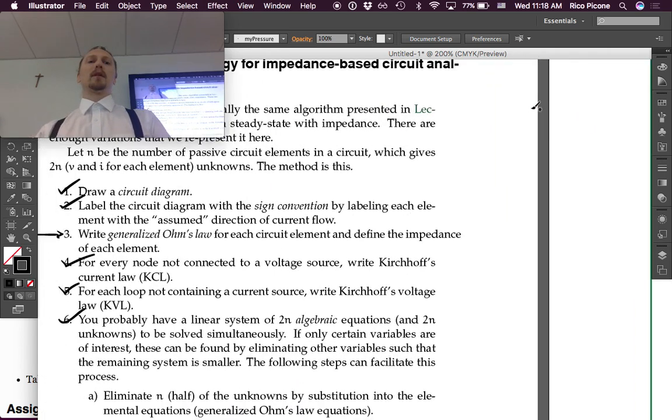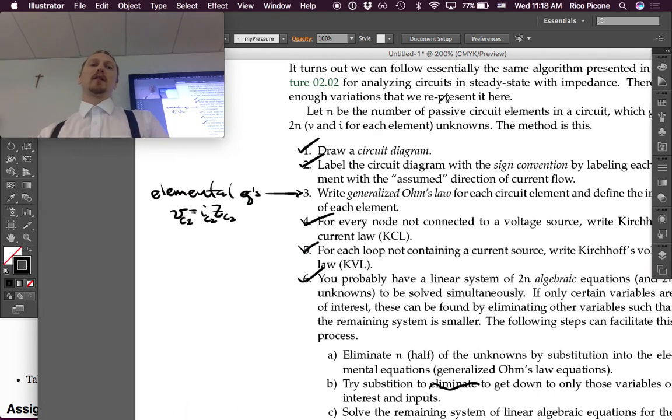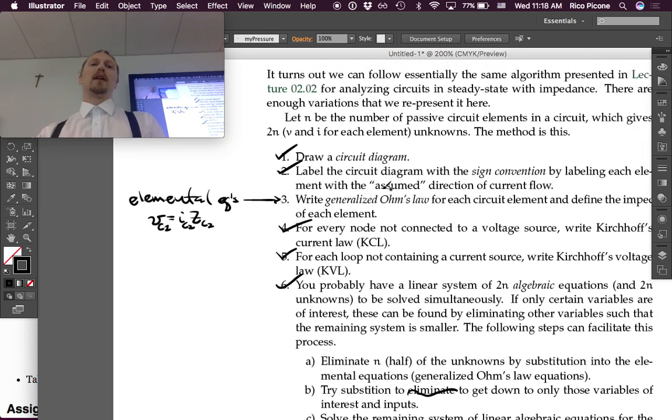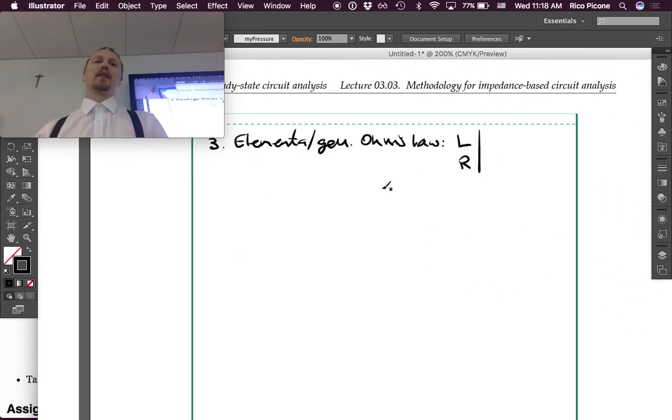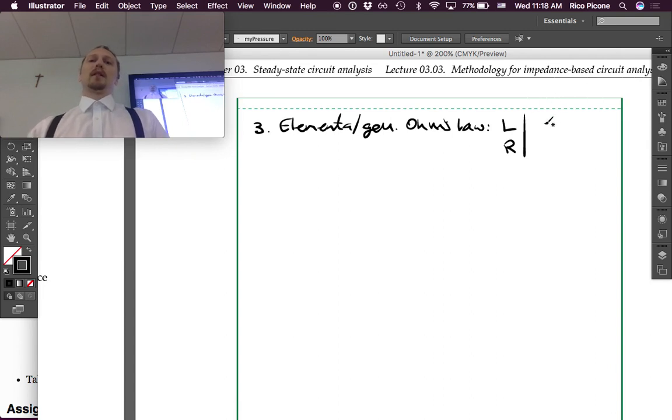So remember, we're not going to write the elemental equation. We're going to write the generalized Ohm's law elemental equation, right? The impedance form. So it's always the same, right? It's VL equals what? IL ZL. V equals IZ. It's always that. And then what is it for the resistor?